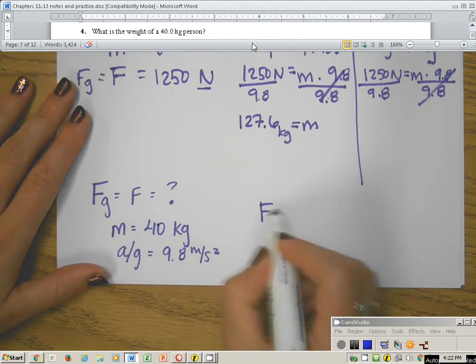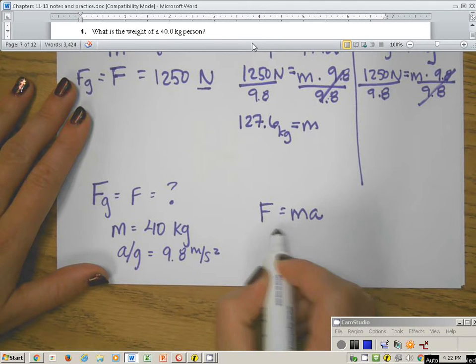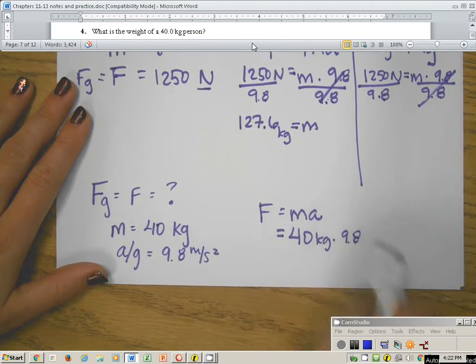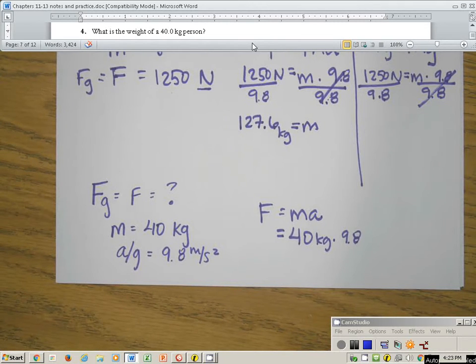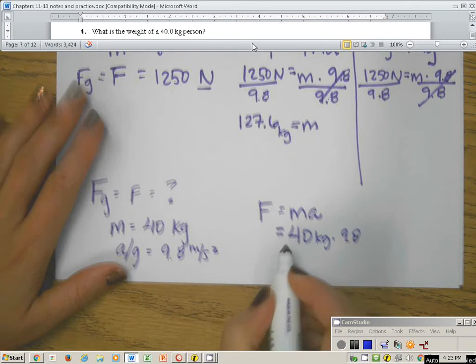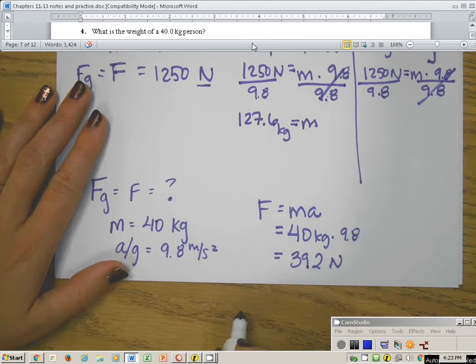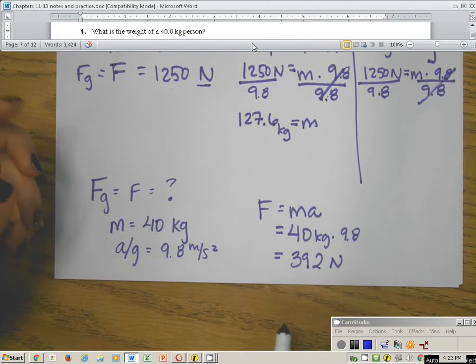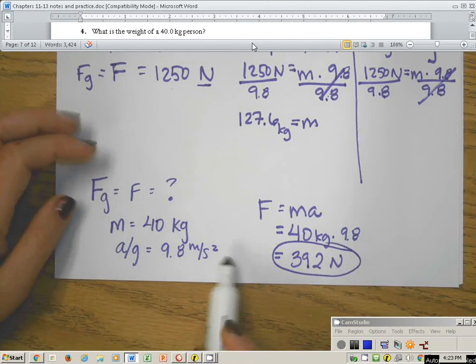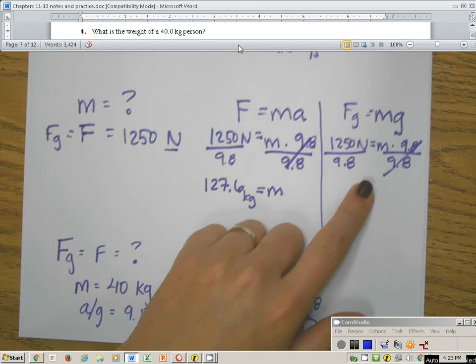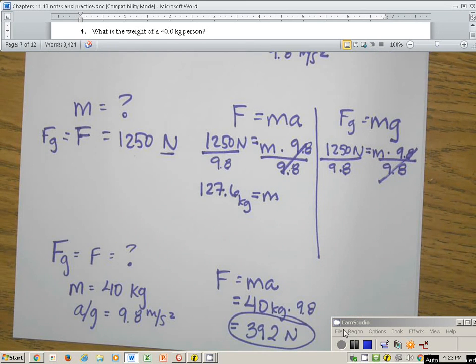So F is equal to m times A. This person is going to have 40 kilograms times 9.8 meters per second squared. This person would have a weight of 392 newtons. So that would be the answer to my question, regardless of which formula I put it into. So keep in mind that you can work it either way, like we did up here, whatever makes you more comfortable, and we should get the same answer.